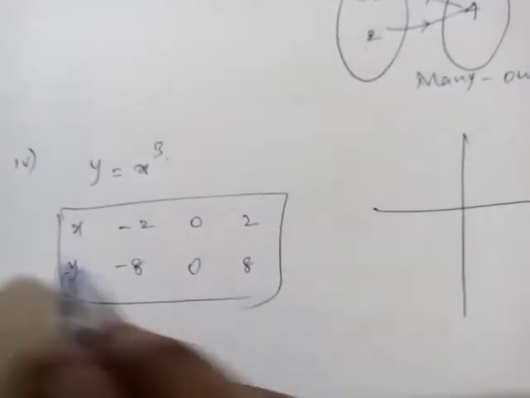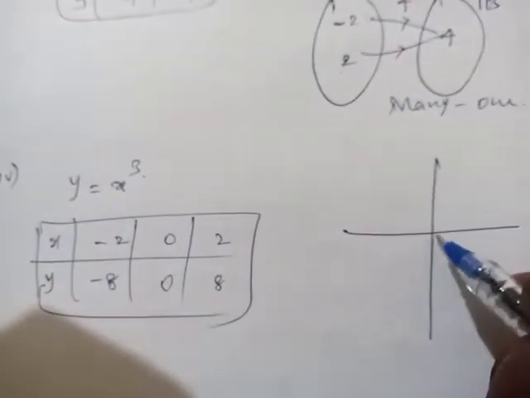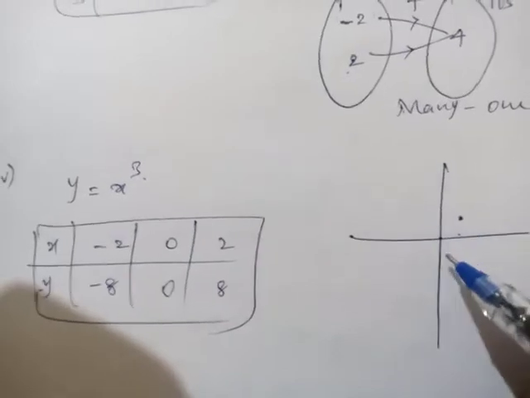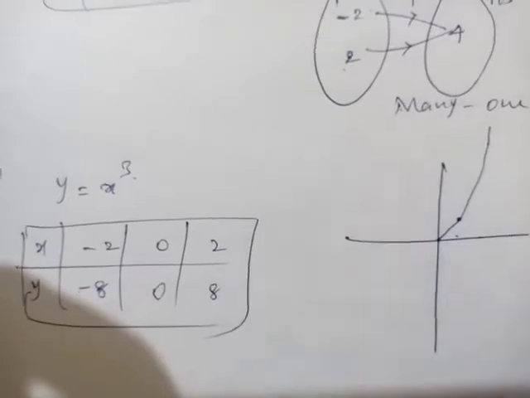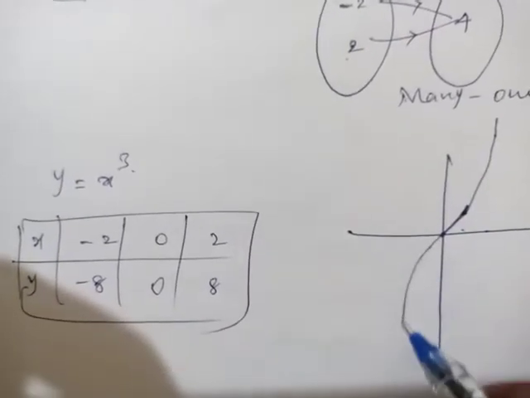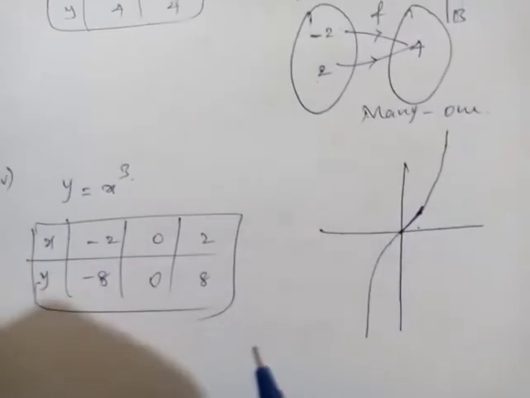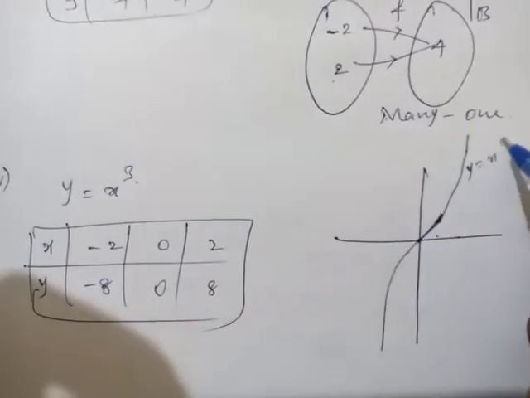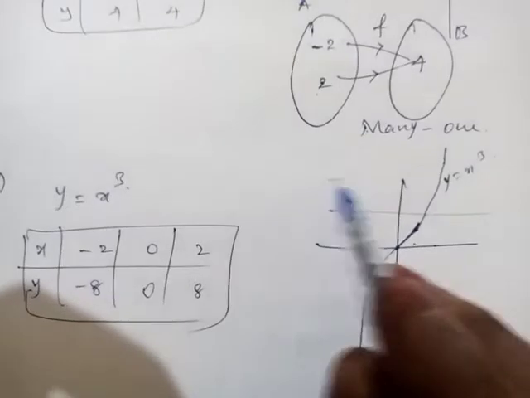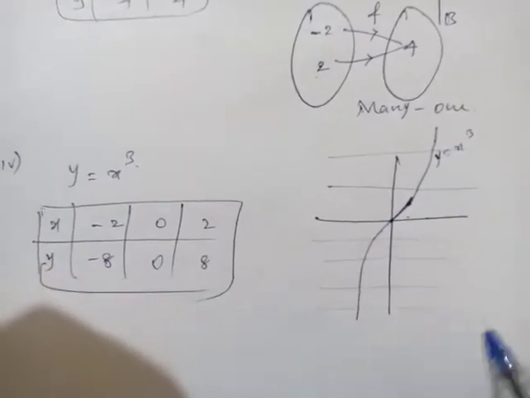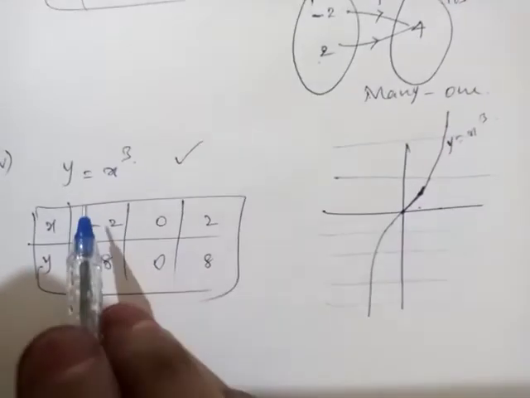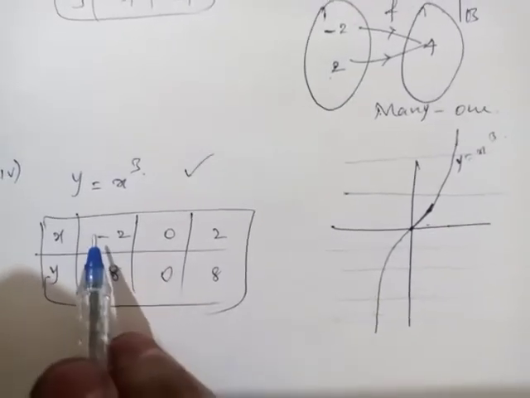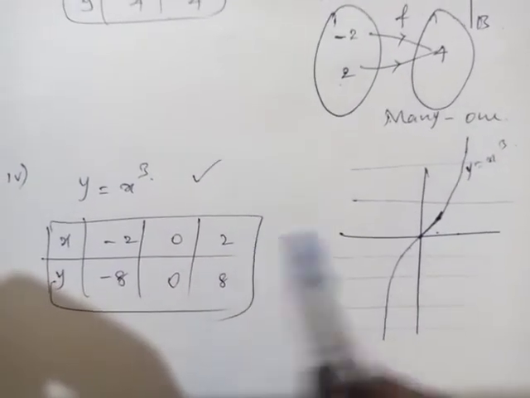So it will be, 0 means 0, 1 means 1, it will be here, plus 2 means 8, so it will go like this. Similarly it will come like this. Okay, the curve will be like this, y is equal to x cube. If you draw any line parallel to the x-axis anywhere, it will cut only one time, so what we can say, this is a one one function. So for each and every value of x, we will get one image in set B.